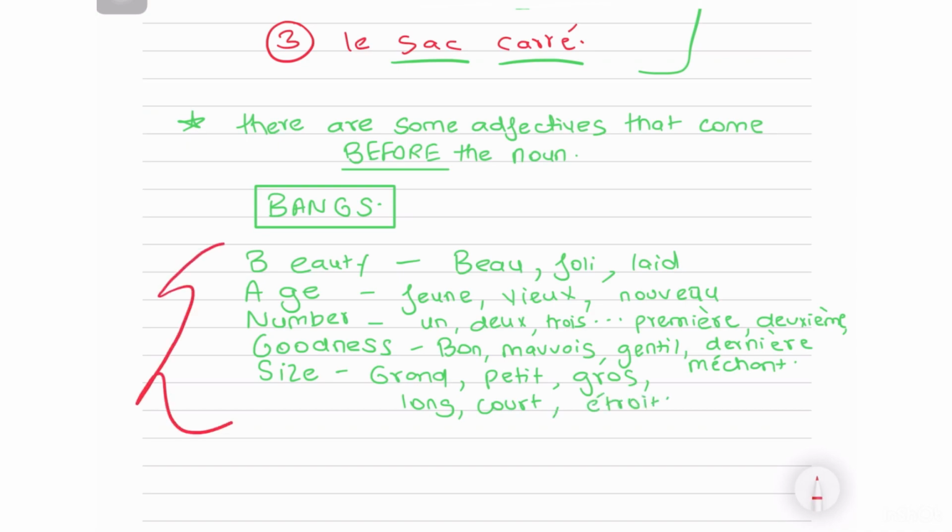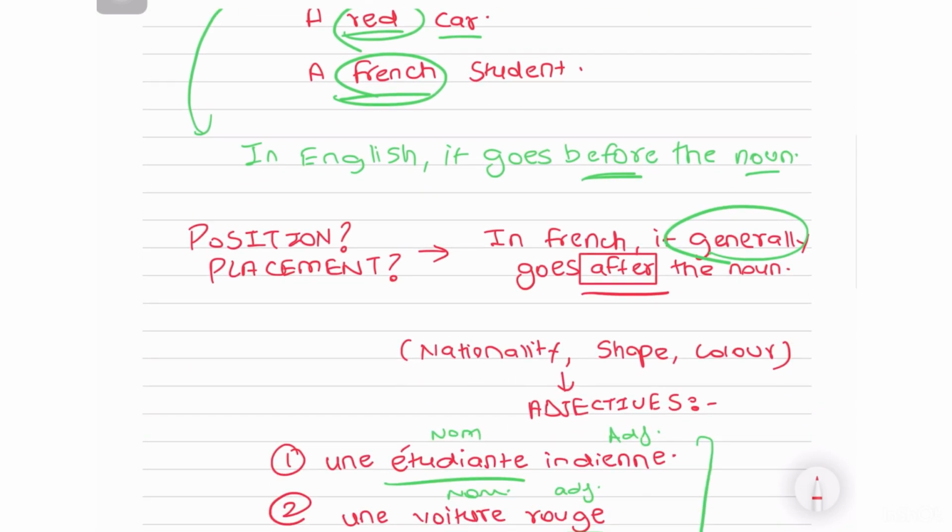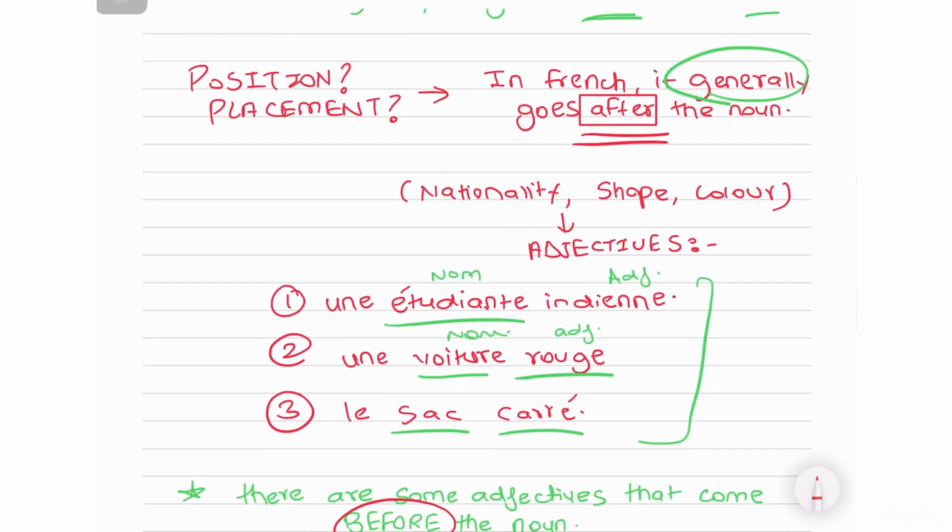Now these adjectives are some of the most common ones that come under BANGS and go before your noun. There are more, but these are the most common ones. These all go before the noun. These are a small minority, your specific adjectives. Except these, all the adjectives will go after your noun, be it your color, your nationality, your shape. Generally, the majority go after. That's why we say generally, that is, in most cases.